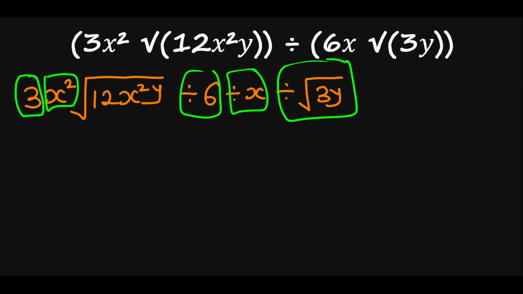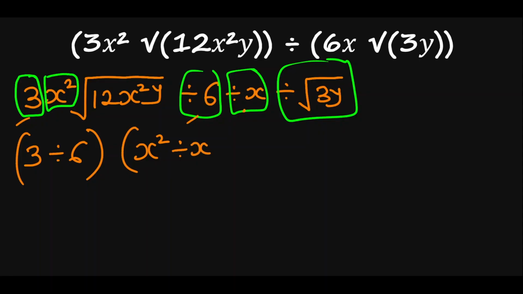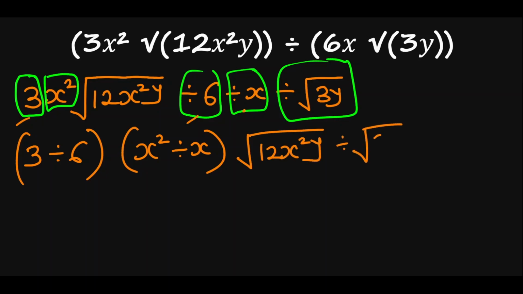So numbers first. 3 divided by 6. So we've accounted for this 3 and this 6. So let's look at the x next. Let's put a bracket here. So x will give us x squared here. Then we take this divided by x. Then what is left? The roots. So what is that root? Root 12x squared y divided by root 3y.